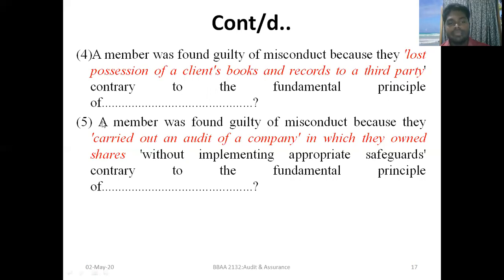The last one, the fifth one: a member was found guilty of misconduct because they carried out an audit of a company in which they own shares without implementing appropriate safeguards, contrary to the fundamental principle of what? This is something we will discuss later. The particular member carried out an audit of a company in which they own shares. The member already invested money in the shares of the company. Is it correct?